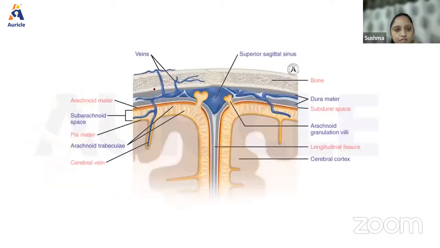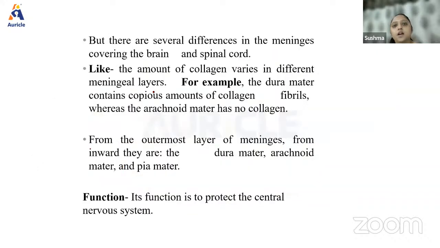Right. Now, this is the diagram where, if this is the bone, the skull, I have the dura mater, subdural space, arachnoid mater, and pia mater. And this is the brain, as you can see. There are several differences in the meninges of the brain and the spinal cord. Not very important for you guys, but just have a look at it.